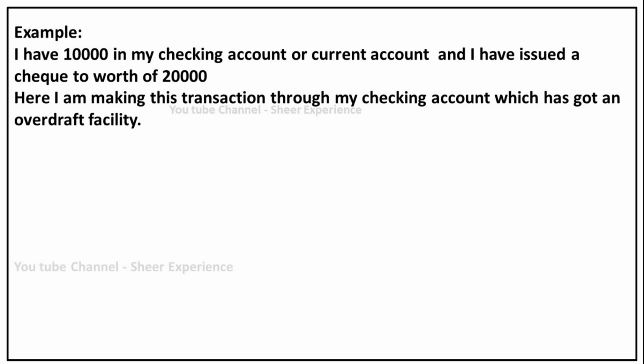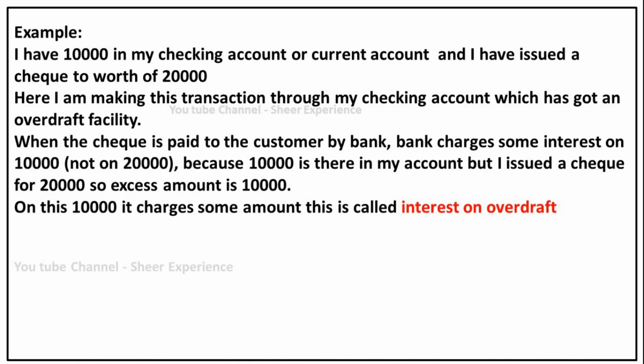Let's understand this with an example. I have 10,000 in my checking account or current account, but I have issued a check worth 20,000. Here I am making this transaction through my checking account, which has an overdraft facility. When the check is paid to the customer by the bank, the bank charges some interest on 10,000, not on 20,000, because 10,000 is there in my bank account. But I have issued a check for 20,000, so the excess amount is 10,000. On this 10,000, it charges some amount. This is called interest on overdraft.